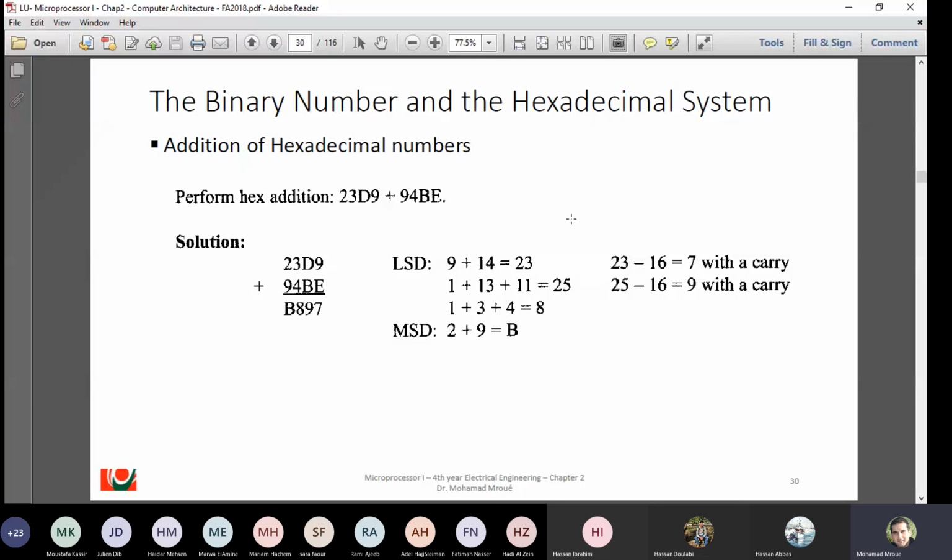Okay. 23 is greater than 15, of course. So we have to subtract 16, which means we get a result of 7 with a carry of 1. Okay. So 9 plus E gives 7 with a carry of 1.